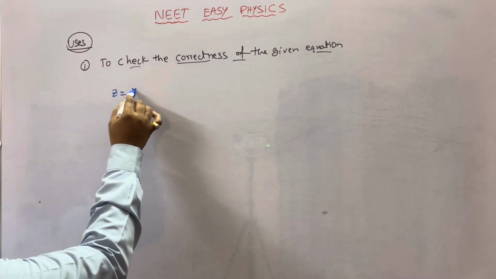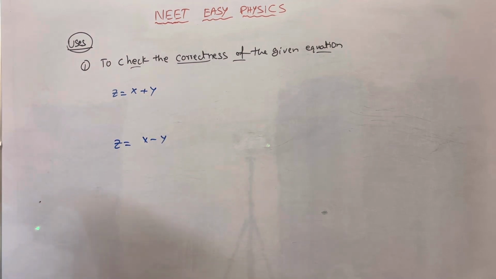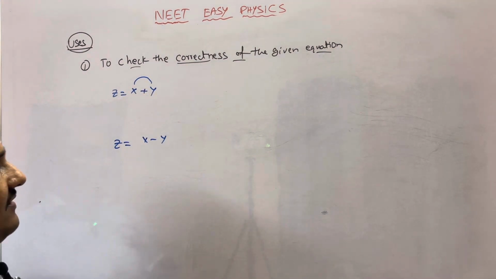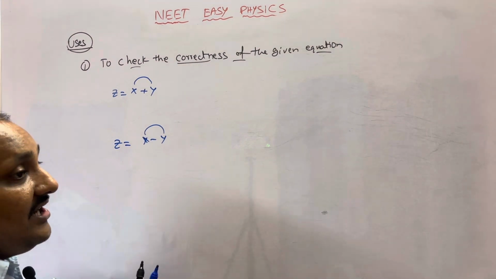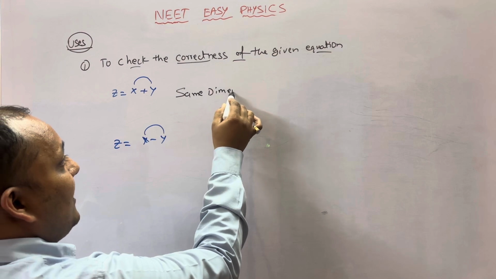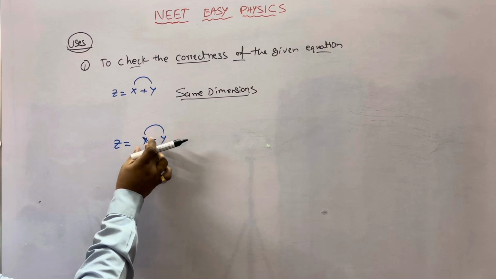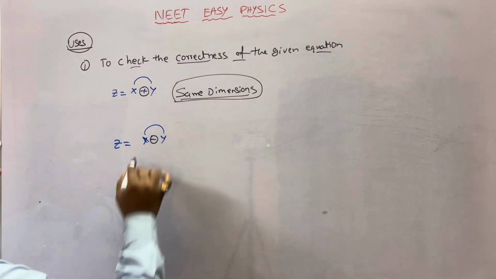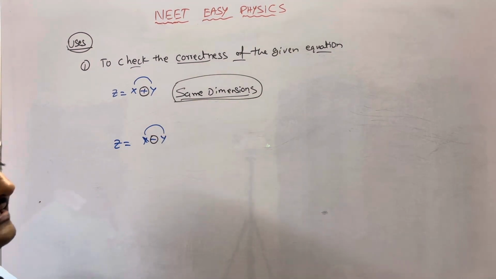If z is equal to x plus y, or if z is equal to x minus y, you are adding or subtracting two physical quantities, here x and y. Those two physical quantities should have the same dimensions. To add or to subtract, you require the same dimensions. Then only you can write plus or minus in between. For multiplication and division, you do not require the same dimensions.